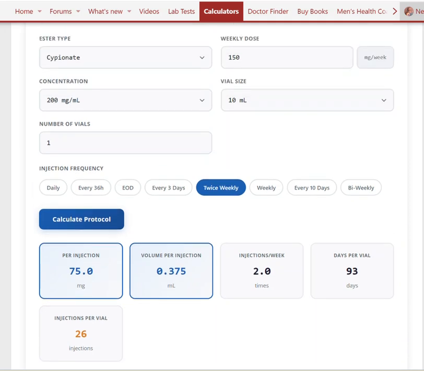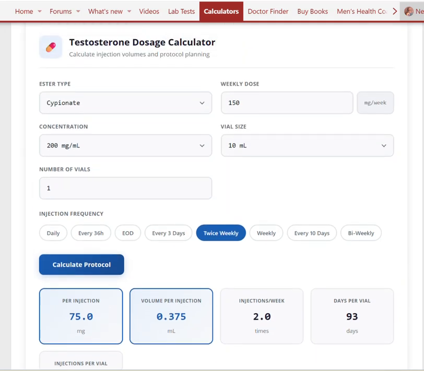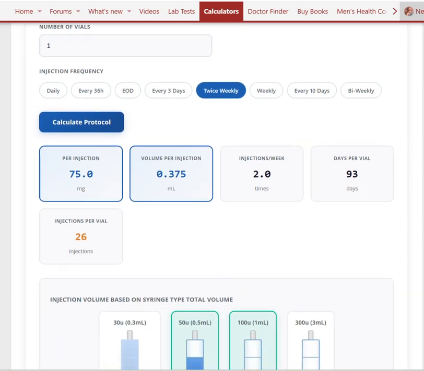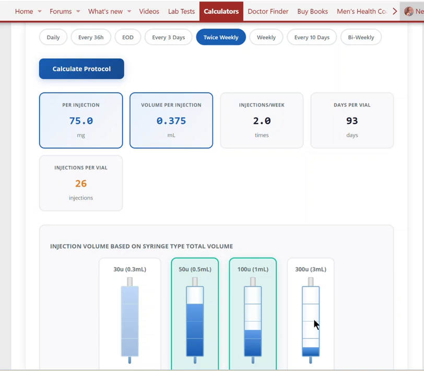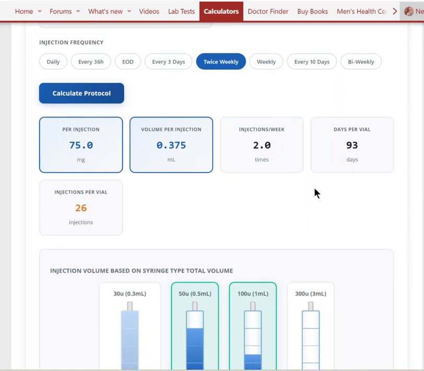So you basically are telling the calculator that you want 150 milligrams a week. Your vials are 200 milligrams per mil. The vial size is 10 mils, and you're going to inject twice weekly. So what would the volume and milligram per injection be? Milligram per injection, 75 milligrams, obviously 150 divided by 2. Volume per injection, 0.375 mils, depending on what syringe size you have. Injections per week, obviously 2.